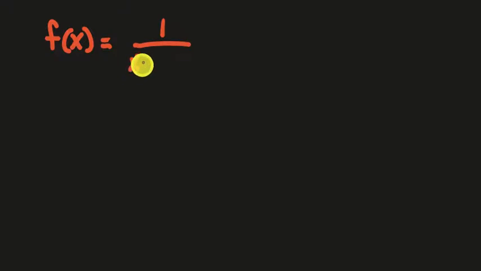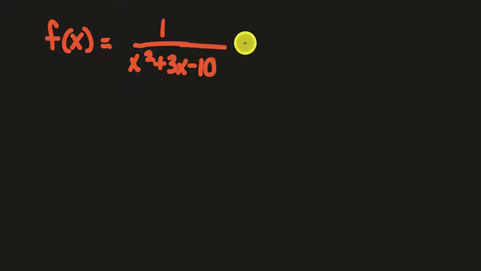So then now let's go over some more examples. Let's say we had f of x equals 1 over x squared plus 3x minus 10.